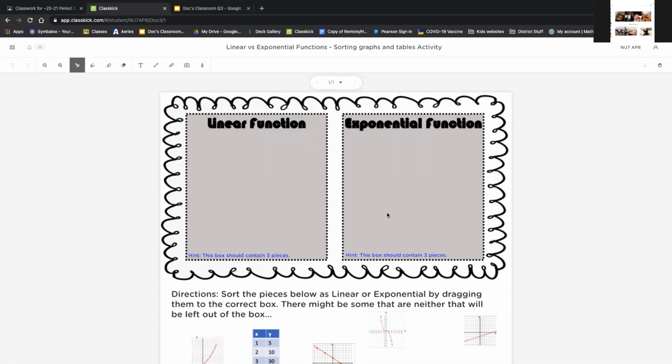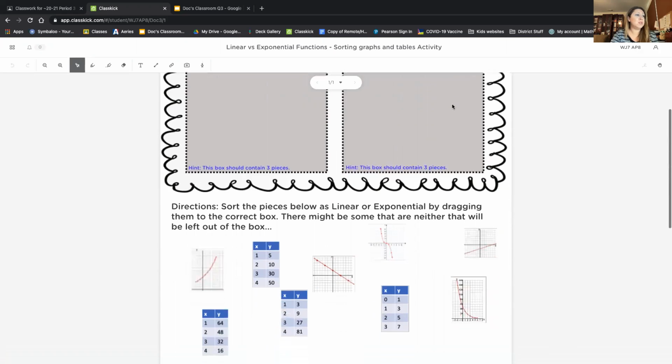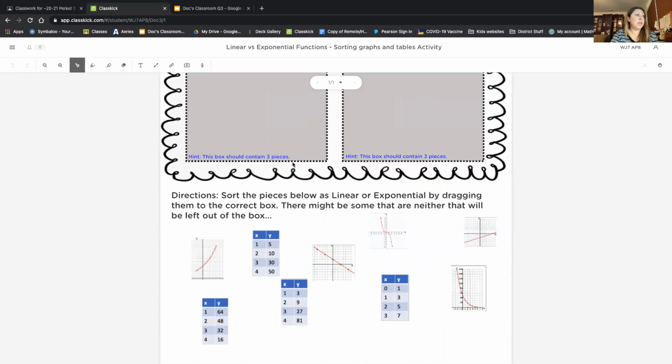All right. It looks identical to the one from yesterday. You have your linear function box. You have your exponential box. And then you have your hints. It says this box should contain 3 pieces. This one should have 3 pieces. And the directions say sort the pieces below as linear or exponential by dragging them to the correct box. There might be some that are neither that will be left out of the box. So there might be some that won't fit either one of these. So that is what you guys should be working on right now.